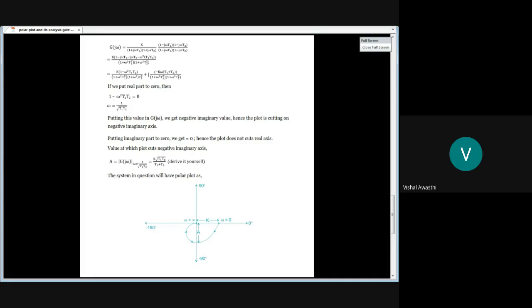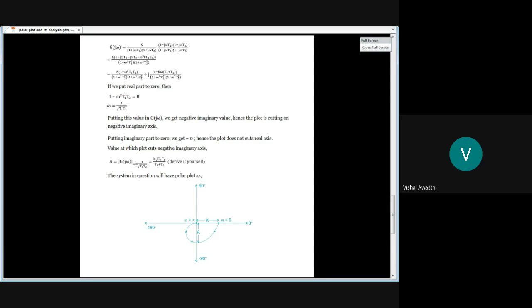Just solve this one on your own. It is already shown in your presentation. Now you have a cutting point at the imaginary axis, but no cutting point at the real axis. Again, do the same thing. At omega is equal to 0, you have magnitude K and angle is 0 degree. So you have taken a length of K from the origin at angle 0, and you have put it at omega is equal to 0 on your real axis.